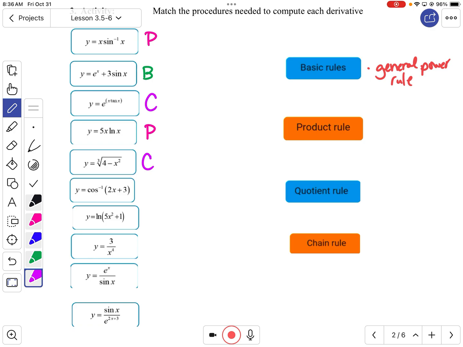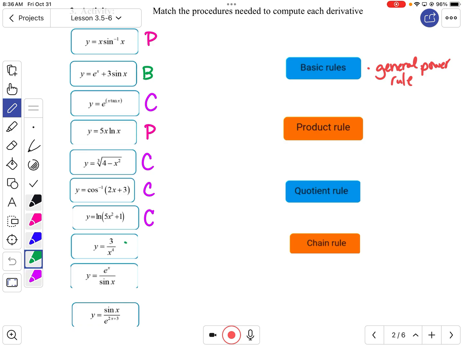What about the next one? Chain rule, okay? Inverse cosine, and it's got that extra stuff in there, okay? So that's chain rule. What about that ln of 5x squared plus 1? Chain rule, okay? And then what about the next one?